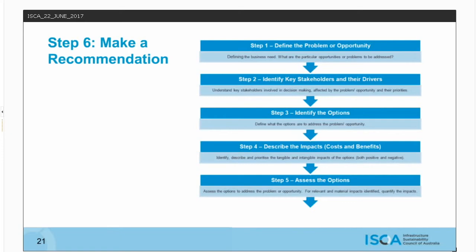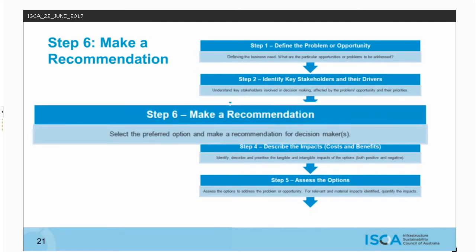Thank you. So we're now on to step 6 and making a recommendation. We've been through defining the problem or opportunity, identifying key stakeholders and their drivers, identifying the various options, describing the impacts of the options, and then assessing the options. Time now to come towards the pointy end of the business case development and make a recommendation for a preferred option.